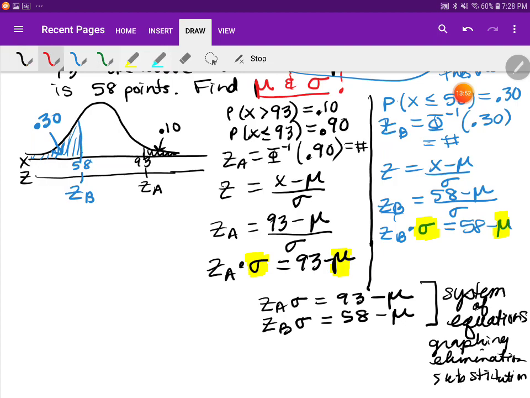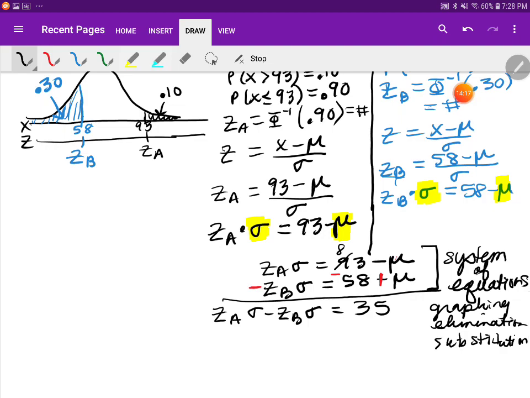So I'll change this in red. I look, and if I line it up this way, the mu's almost cancel. But I need to change the signs. So I change the signs by multiplying by a -1 in the bottom. And then I work it out. So this one, they're not like terms. So ZA sigma minus ZB sigma equals, and then I work this out. So 5 borrow 3, 35.